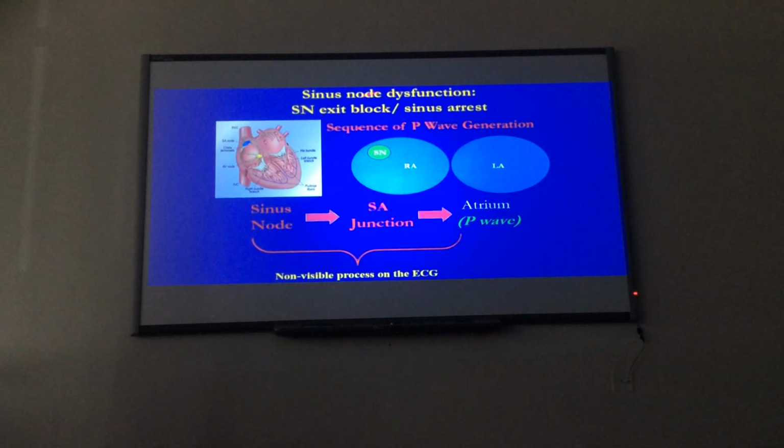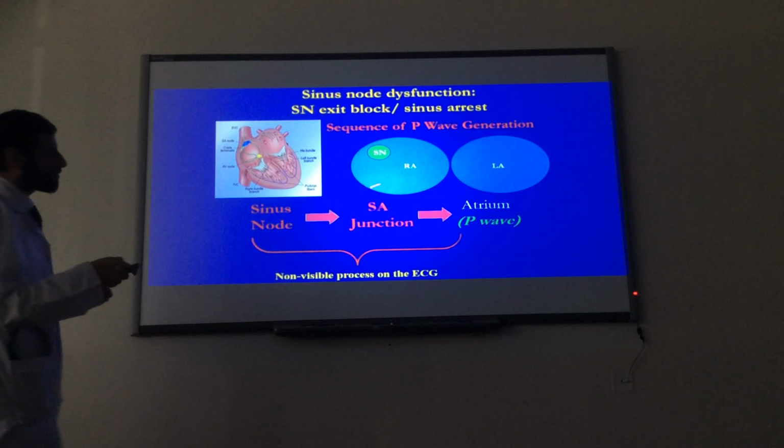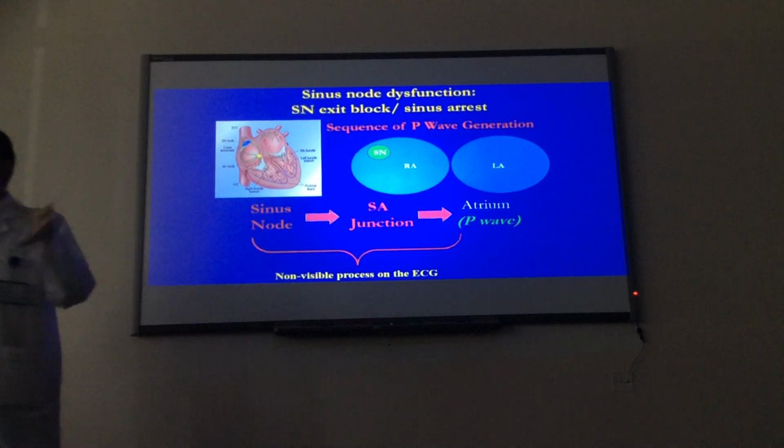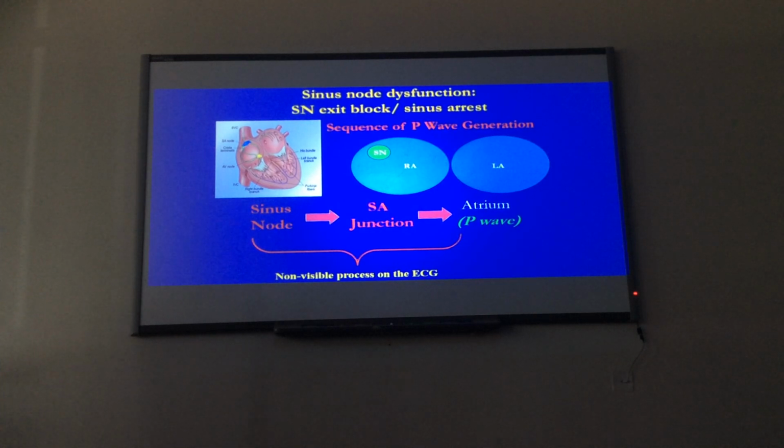Before I move to the exit block and arrest, let me remind you, when the sinus node starts to fire, it is small tissue. We cannot detect firing of the sinus node by an electrode outside the body. So we don't see anything when the sinus node just fires. When it conducts to the right and left atrium, now we have depolarization of larger tissue, and then we have a P wave.